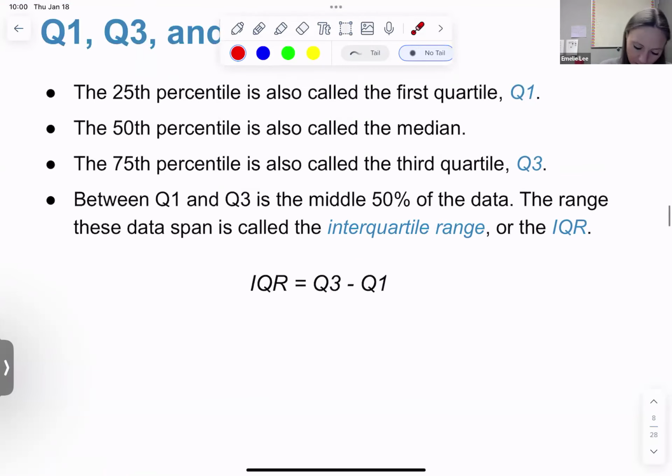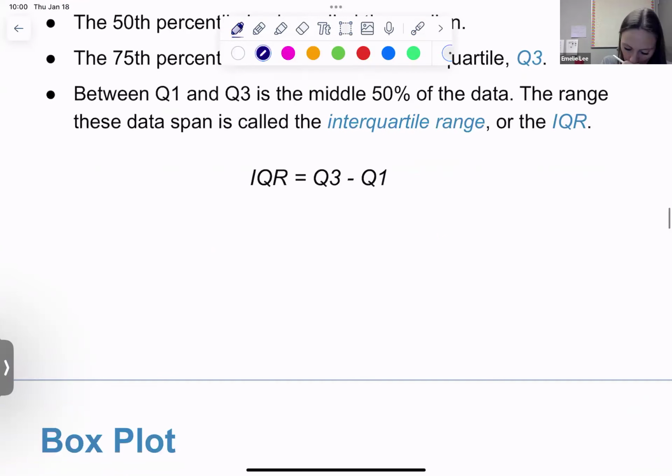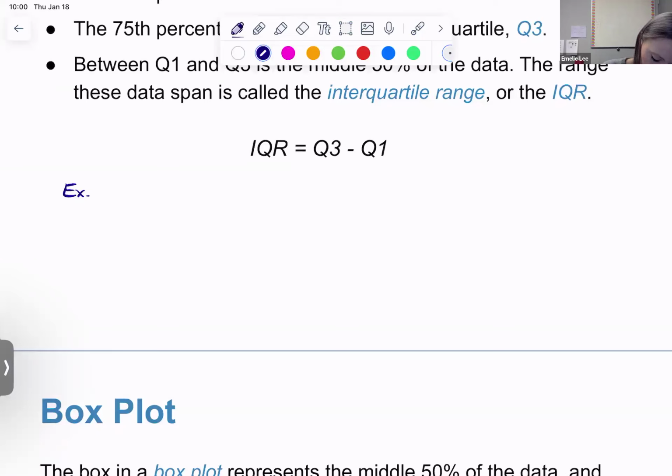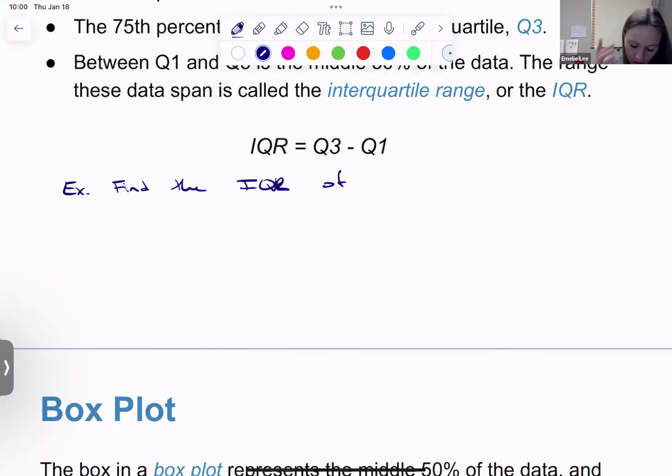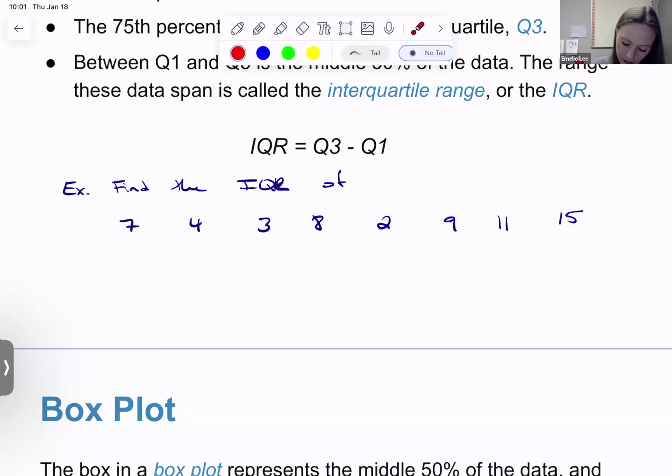So to find the quartiles, let's find the IQR of, let's say, 7, 4, 3, 8, 2, 9, 11, 15. I'm just making up a data set here. How many data points do I have? 1, 2, 3, 4, 5, 6, 7, 8. Okay, cool. The first thing we have to do is sort it, because this doesn't look sorted.